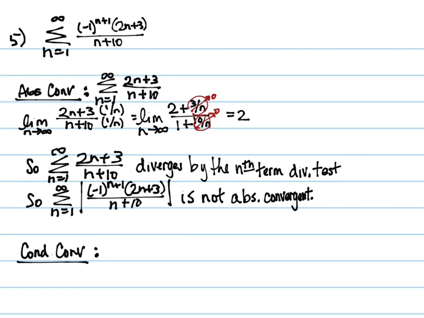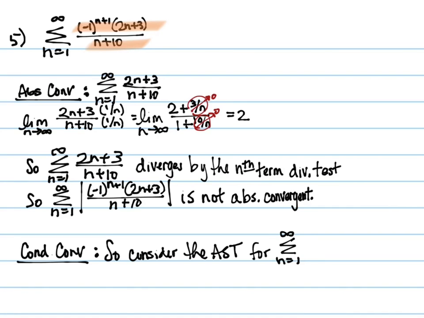And for conditional convergence, we actually want to take a look at the series itself that we were given, this piece right here. Oops, sorry, that's not it. We'll go up a little bit further. This right here. And we're going to recognize that this is an alternating series, right? So consider the alternating series test for the summation from n equal 1 to infinity of -1 to the n plus 1 times 2n plus 3 divided by n plus 10.